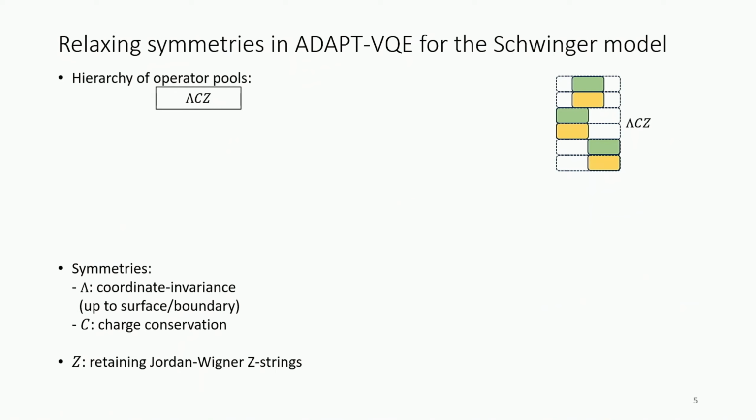Therefore, what we do in our work is to systematically relax each of these symmetries in our simulations and look at the result after applying AdaptVQE with each of these pools on our final results. So the symmetries that I'm going to relax here are the coordinate invariance lambda, the charge conservation C, and then there's another property that I consider, which is the property of retaining the Jordan-Wigner strings that come from transforming from a second quantized basis to the qubit basis.